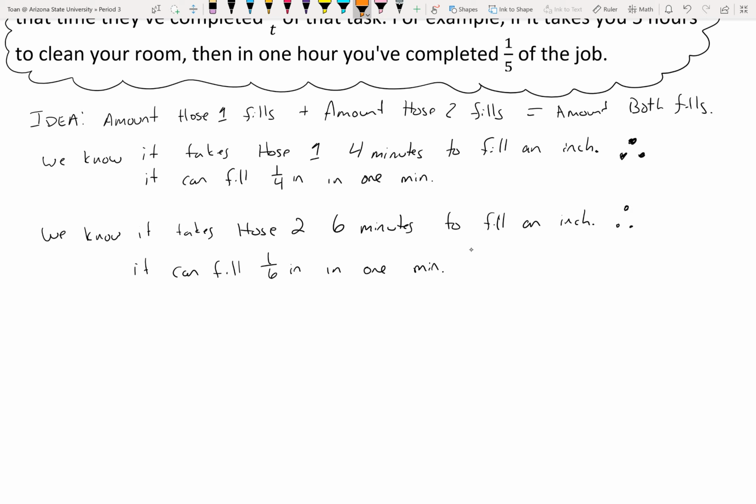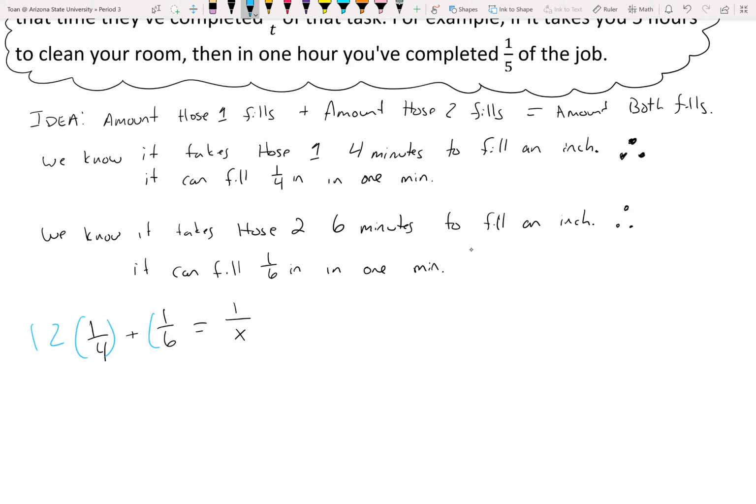So the amount that hose 1 contributed is 1/4 of an inch, plus the amount that hose 2 contributed is 1/6 of an inch. That should equal the amount contributed by both hoses. We don't know what that answer is, so that's a variable, 1/x. There is our equation to solve. So it's a rational equation. Hopefully we are a little bit experts at solving rational equations. Clear the fractions. Everyone agree that the LCD is 12? So multiply everything by 12.